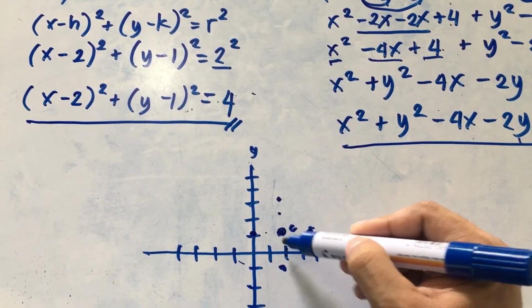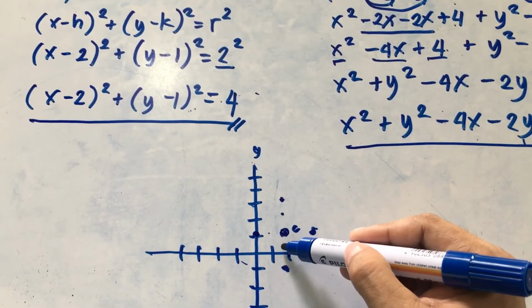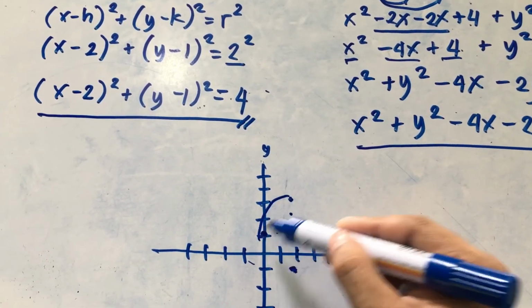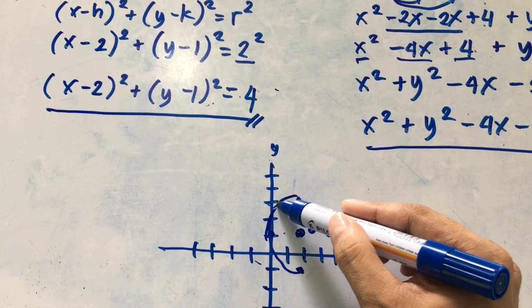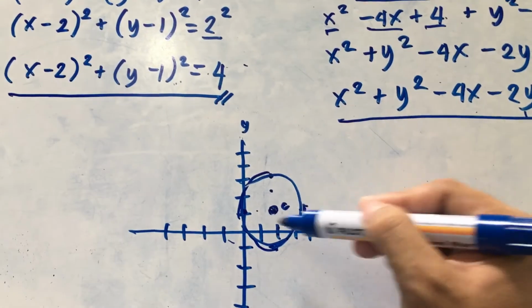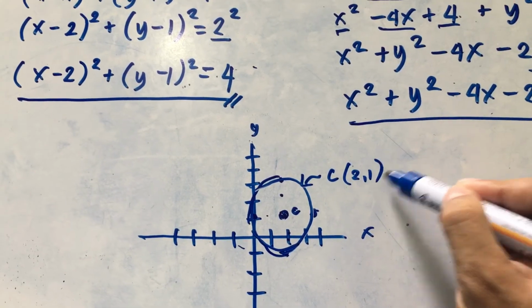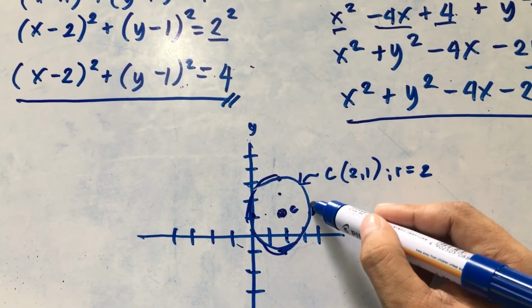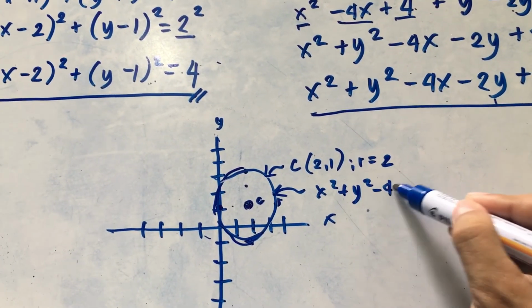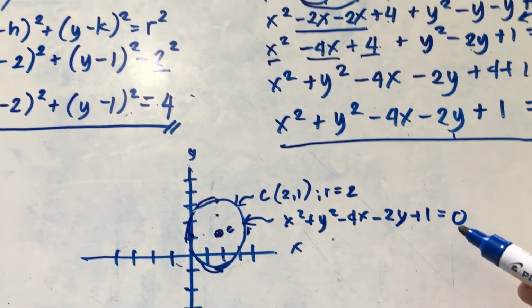So, from your center 2, 1, your radius 2 units going up, 2 units going down, 2 units going to the right, 2 units going to the left. And then connect all the points. Okay? It's not perfect, no? But this is your center 2, 1, while your radius is 2. And then this is also your equation of your circle, x squared plus y squared minus 4x minus 2y plus 1 equals 0. Okay? That's it.